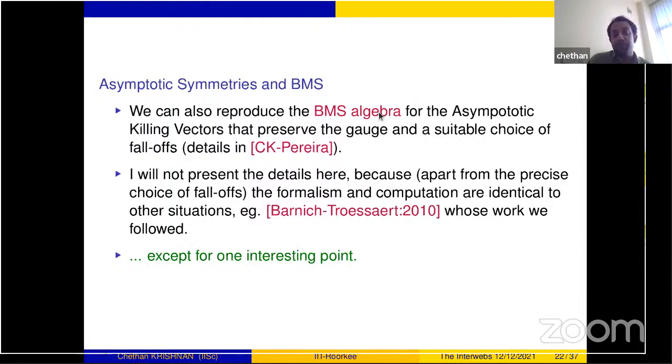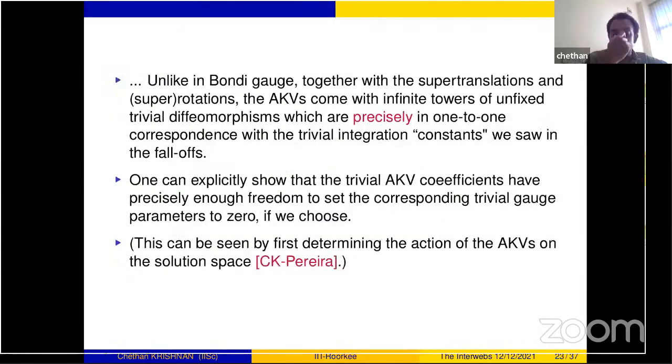Once you compute all of those things, we find that even though the details in which the calculations arrange themselves are quite different, at the end we have precisely the same information as in the case of Bondi gauge and so on. One can think of that as either encouraging or disappointing, because if you were hoping to find something more, maybe finding BMS again may not be the greatest thing. But there is one interesting point, which is again related to these trivial integration data.